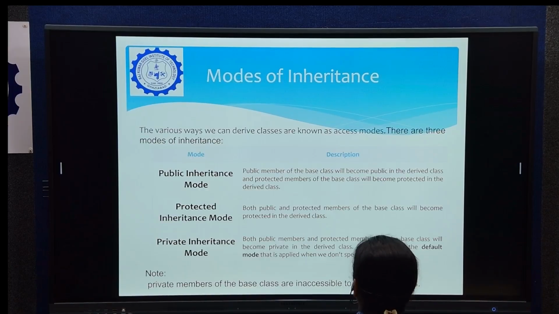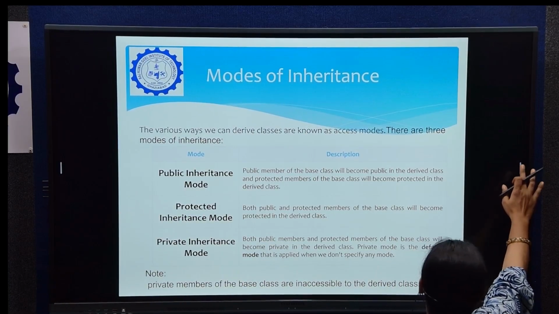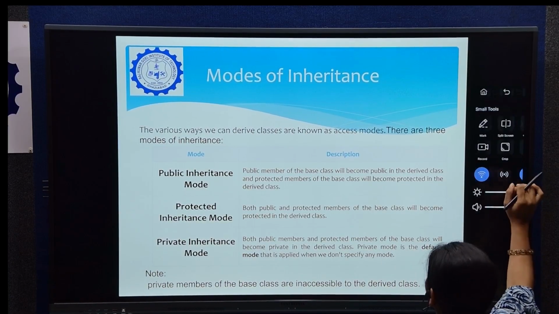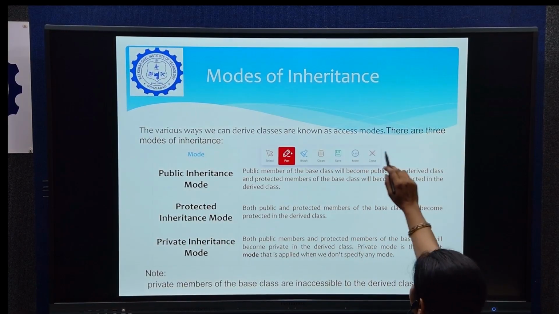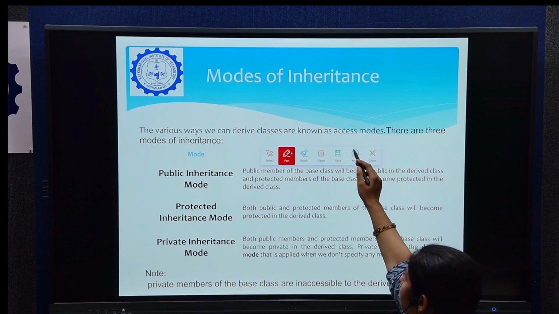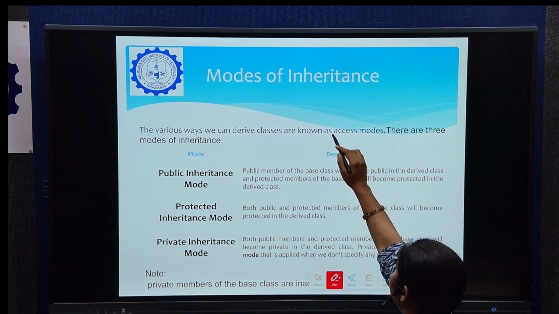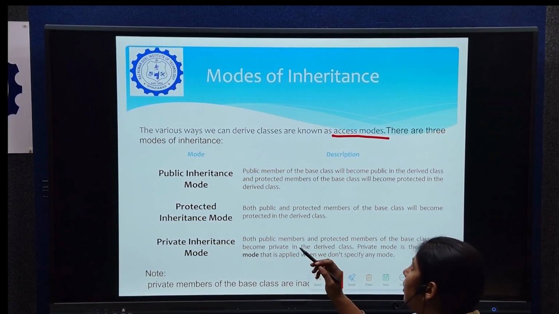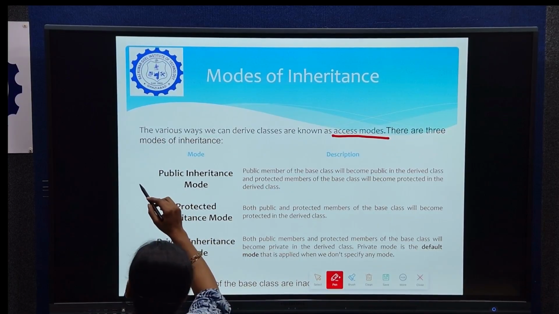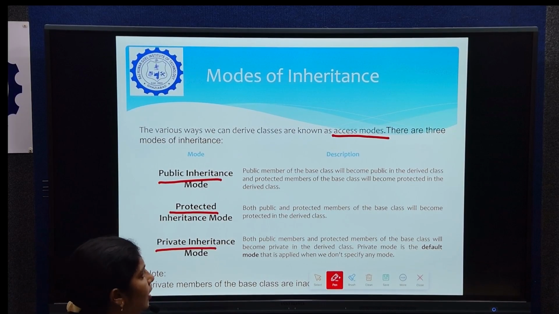So, what are the modes of inheritance? There are basically three modes of inheritance. Access modes means how we can access the derived class. This is called the access modes. Three kinds of modes are there: public inheritance, protected, and private. We will discuss them one by one.